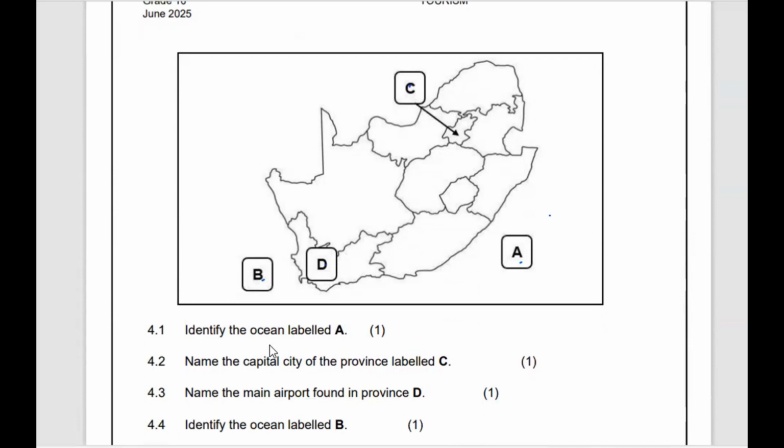The ocean labeled A, which is on South Africa's eastern coast, is known as the Indian Ocean. Why are we saying that is the Indian Ocean? If you draw a compass now, this is our north, this is our south, this is our east, this is our west. So the Indian Ocean is on the east coast of South Africa. That's why we are saying that this is the Indian Ocean. So A, that is the Indian Ocean.